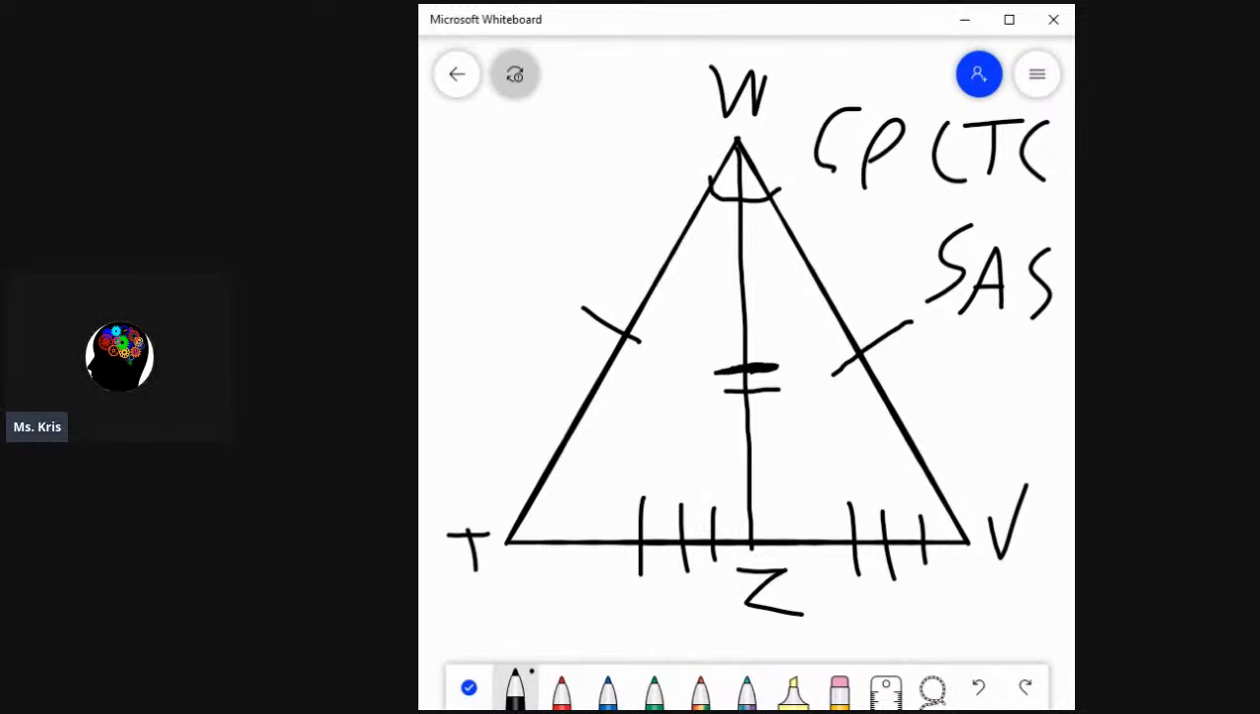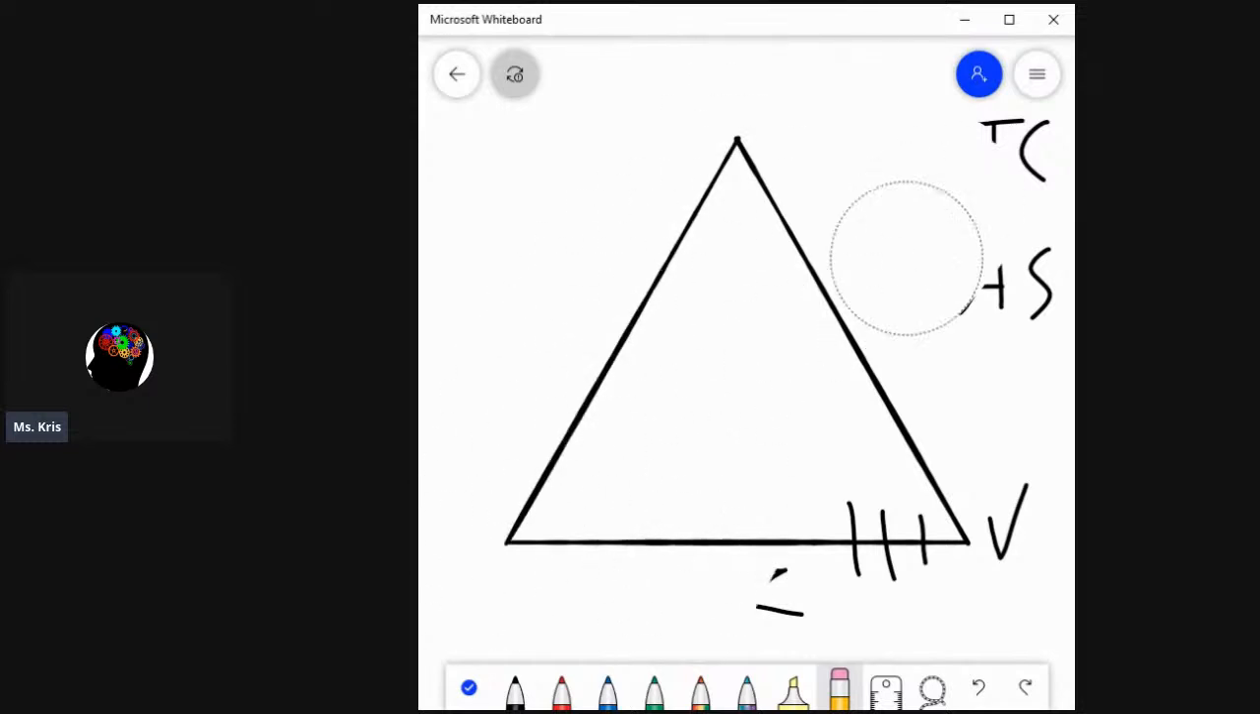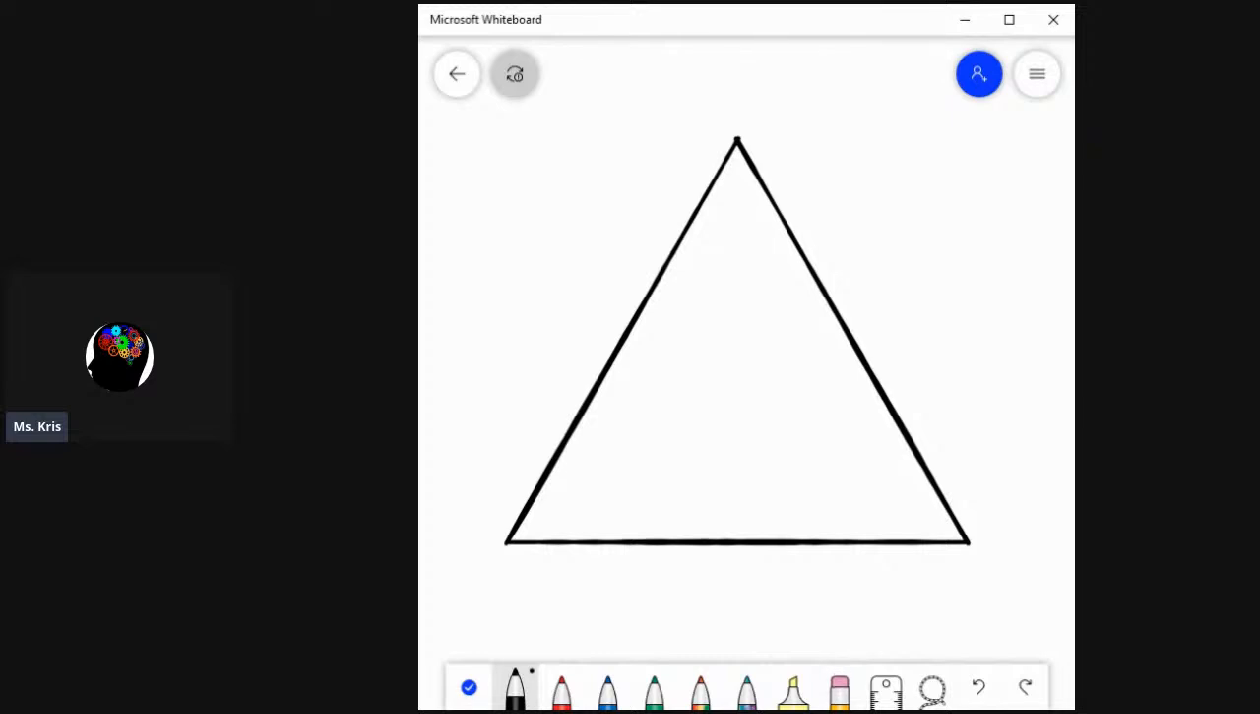All right. Next, we have the proving of right triangles being congruent to each other based on the hypotenuse leg theorem.